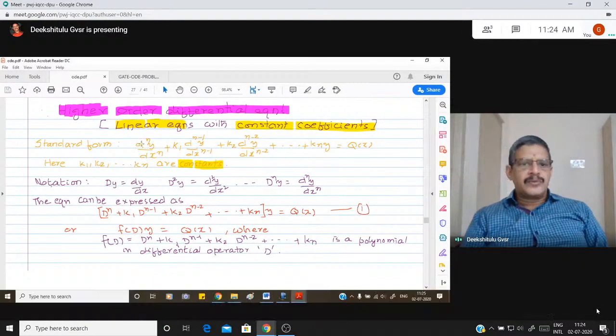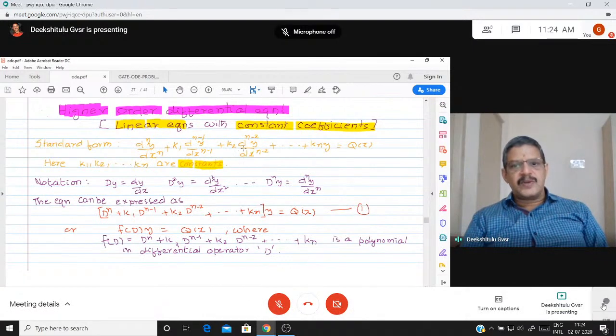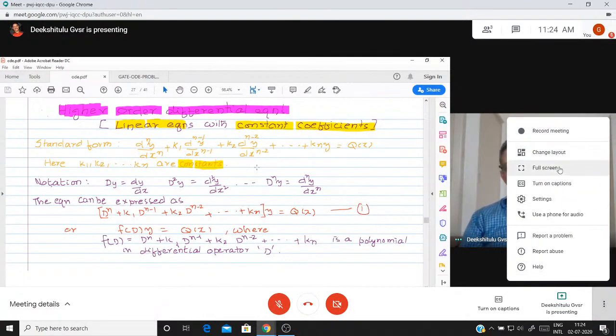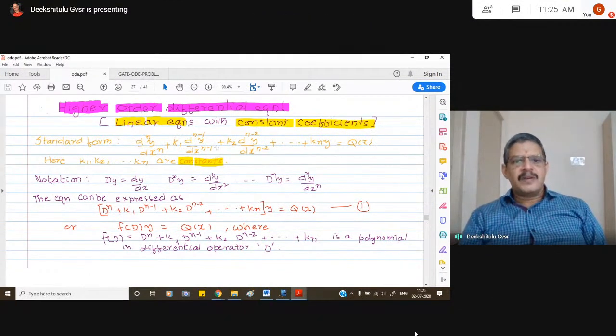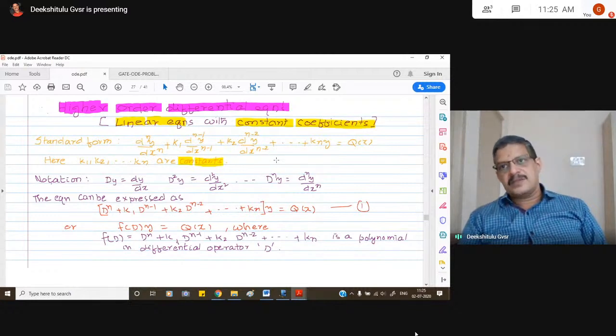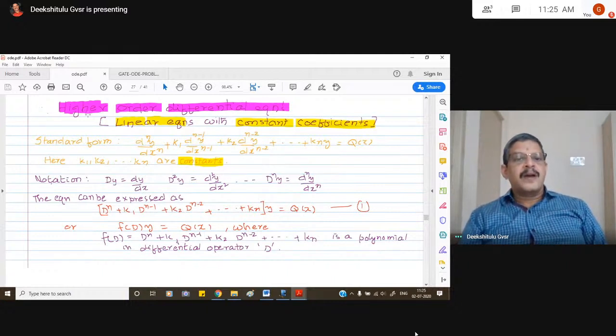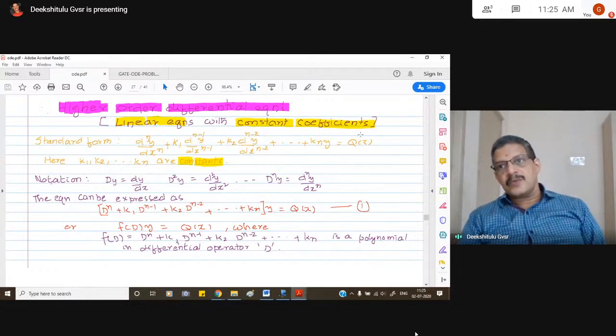So this is what we mean by linear equations with constant coefficients. Higher order differential equations means the higher order derivative is not first order first degree equations. We were dealing with higher order derivatives dⁿy/dxⁿ, dⁿ⁻¹y/dxⁿ⁻¹, dⁿ⁻²y/dxⁿ⁻², and so on and so forth, plus k y equal to Q(x). The terms k1, k2, k3, kn are constants. They are simple constants. That's why this equation is called higher order linear differential equations with constant coefficients.